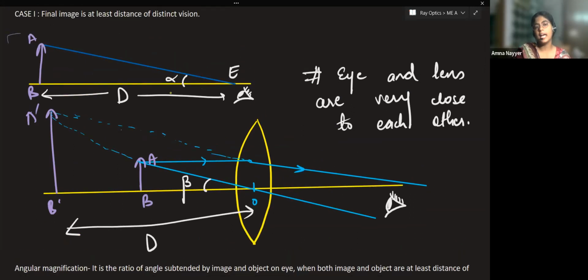If you write tan alpha, I've told you the small angle approximation can be used, because the angle subtended at the human eye will be very small. Obviously, in the retina, how much space is available for the angle to get subtended? A very small angle will be formed. So here, the angle subtended by the eye is alpha, and you can use the small angle approximation.